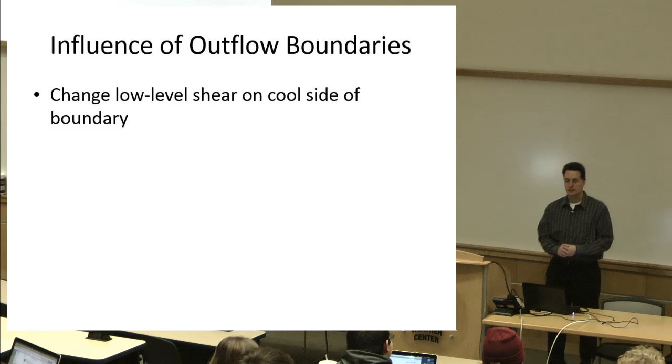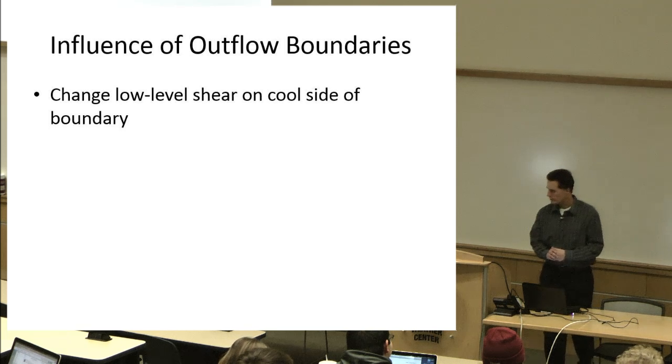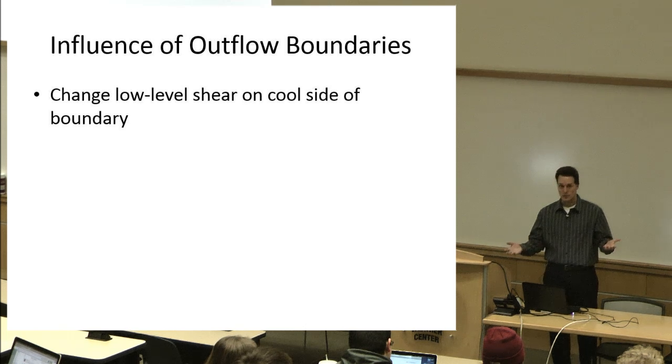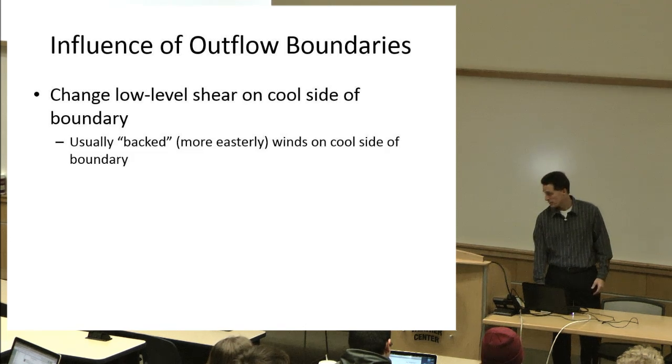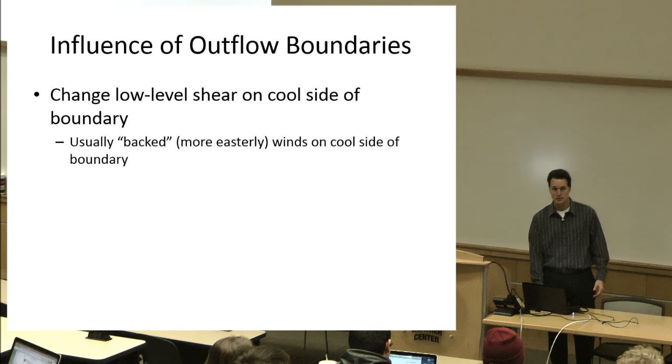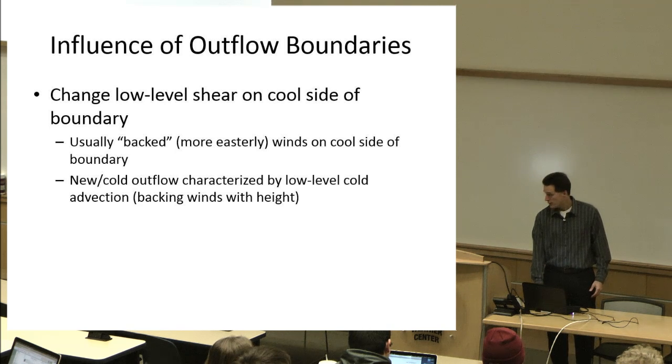Okay, so now let's look at another topic here just real briefly, the outflow boundaries. I have a whole lot more on this when we talk about the tornado patterns. We'll look at some cases. They're baroclinic zones. They change the vertical shear, especially on the cool side of the boundary. Typically they can be oriented any way you want. With an east-west outflow boundary, typically it's a more easterly flow or a backed wind on the cool side.